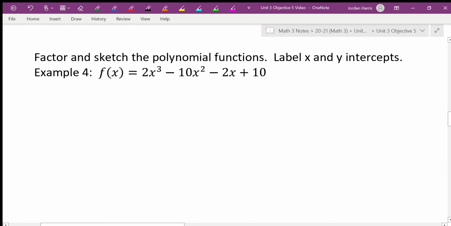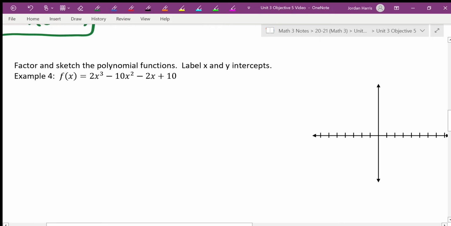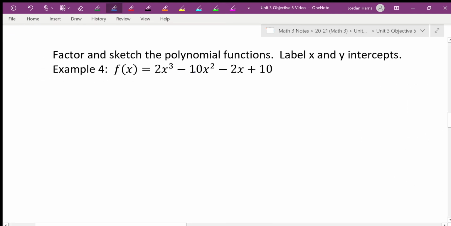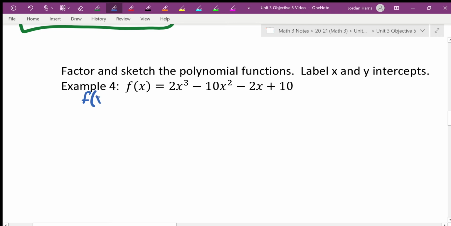Okay. So obviously we're going to use that with all the things we've been doing. So factor and sketch the polynomial function. Label x and y-intercepts. Alright, so this whole thing, I'm going to start off with, do they have something in common? They do. F of x, don't forget, is y. Alright, so they have a 2 in common, so I actually have to take out a 2 first.